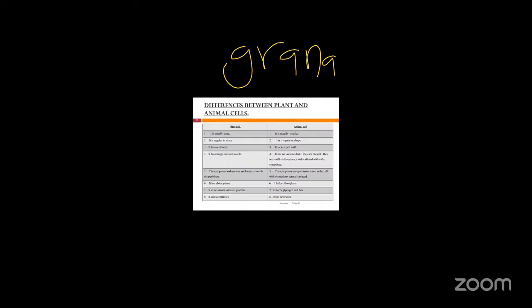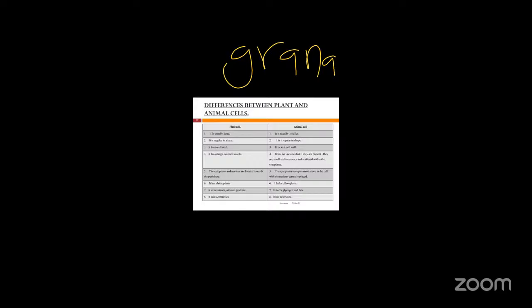Now, let us look at the differences between plant and animal cells. They are very simple because you're basically comparing and contrasting. For example, a plant cell is usually large, an animal cell is usually smaller. We are not saying it is small, we are saying it is smaller compared to the plant cell. Then the other difference is a plant cell is regular in shape, while an animal cell is irregular in shape. Why will a plant cell be regular in shape? Because it has a cell wall that gives it a definite shape.